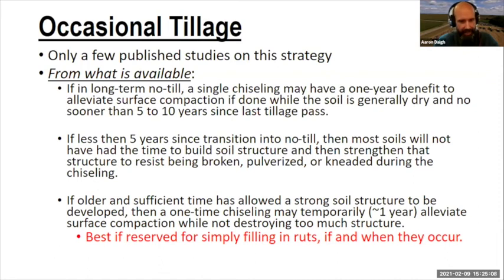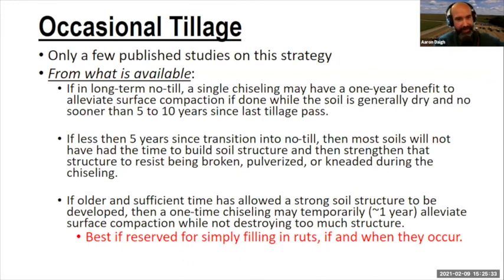So there's not a lot available, but from what is available, if you're in those long-term systems, a single chiseling can have a benefit for about 1 year to alleviate the compaction in that tillage depth. Nothing below it, just in the depth of where the chisel went through. And that's if you hit it while that soil is generally dry, and the last time that you had tilled that soil was probably 5 to 10 years in the past.